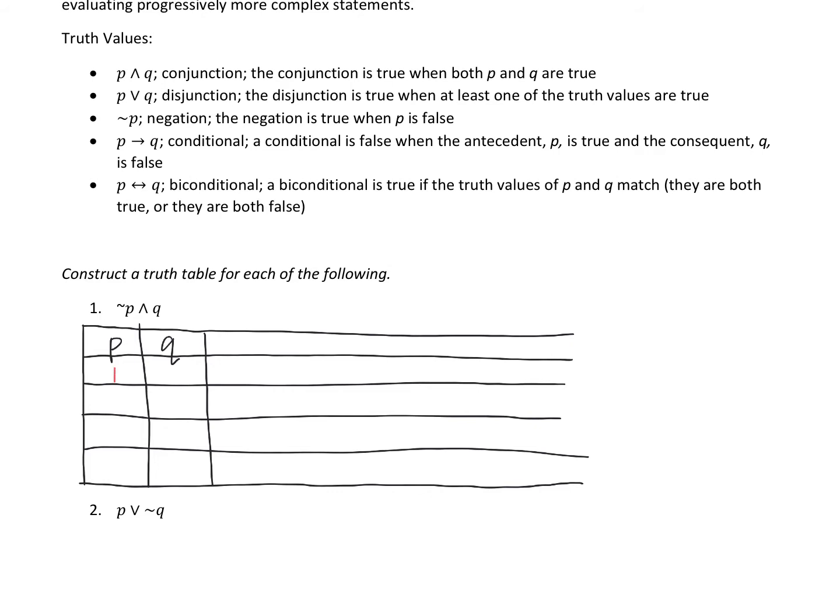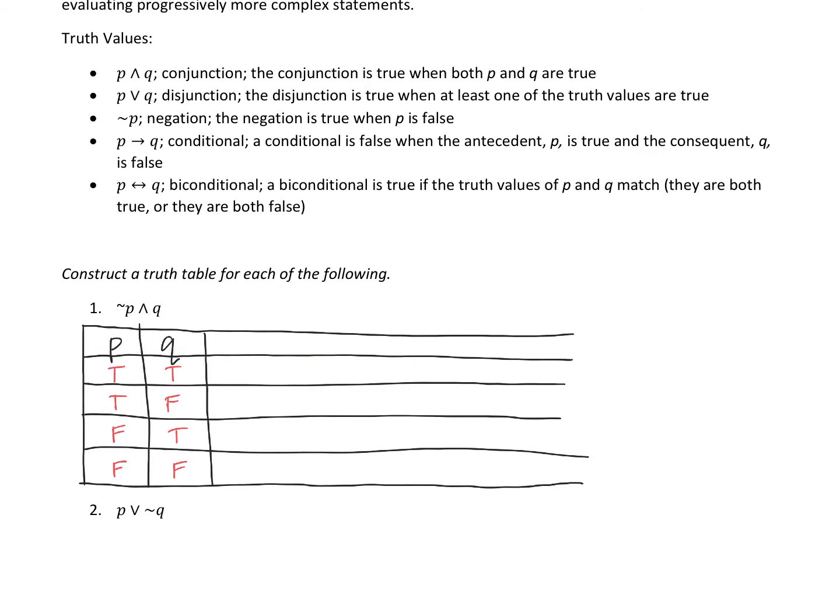Let's say P is true. Q could also be true. P could be true, but Q could be false. Those are the only possibilities if P is true. P is true and Q is true, or P is true and Q is false. Alternatively, P could be false and Q could be true, or P could be false and Q could be false. So they could both be true, they could both be false, or one could be true and one could be false, or vice versa. These are all the possibilities for these two simple statements and their truth values.